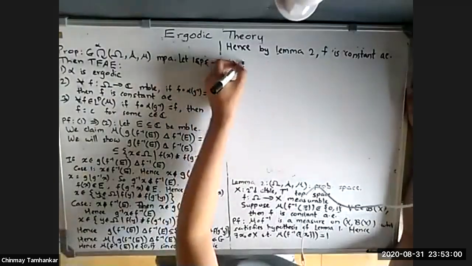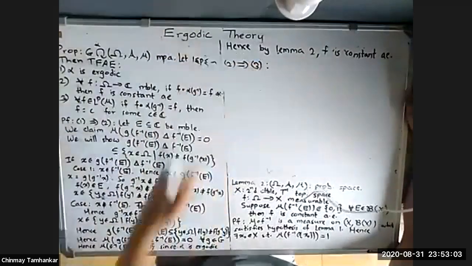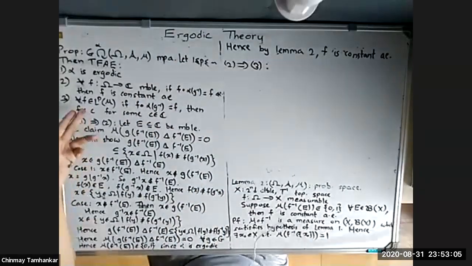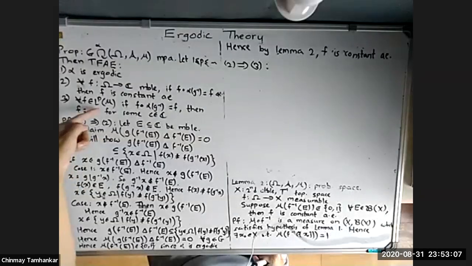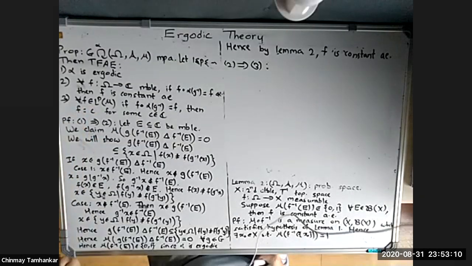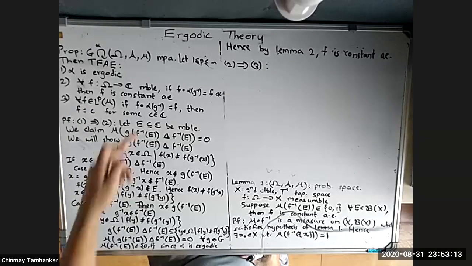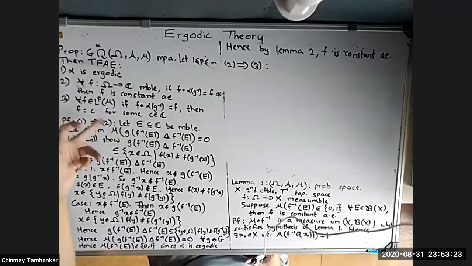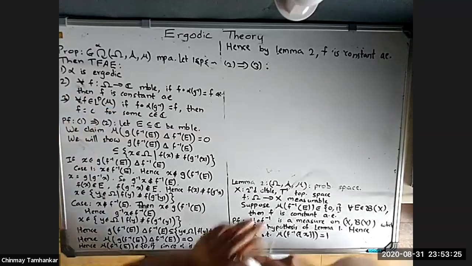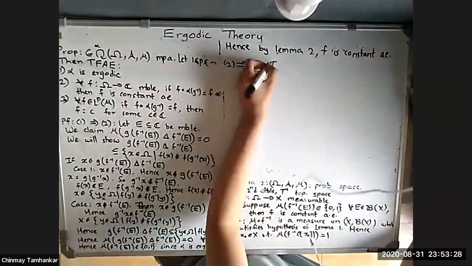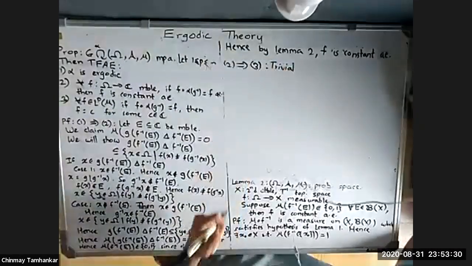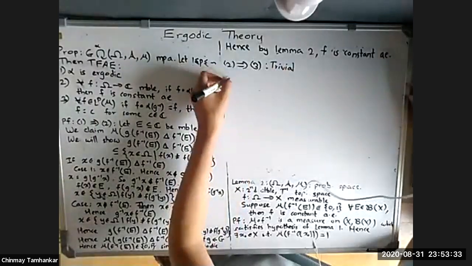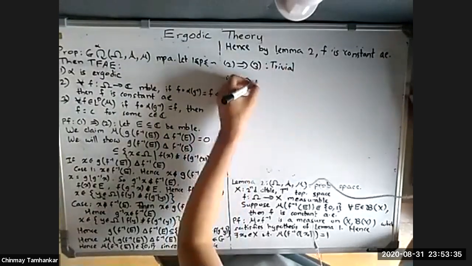Now we'll show 2 implies 3. But that is trivial, because if we take any element in LP mu and take some representative, then that function will satisfy this. Hence, since it is measurable, by 2 it will be constant almost everywhere, and hence equal to some constant in LP mu. So 2 implies 3 is trivial. Then 3 implies 1.